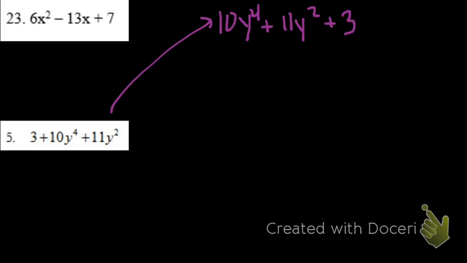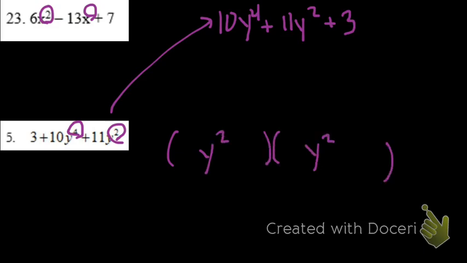Instead of, in the previous example, we had like 6x minus 7 times x plus 1 or something like that, our variables after we factored were x. Well, now it went from x squared and x to y to the 4th and y squared. So now in our answer, when we factor it, we're going to have a y squared term and a y squared term. So I just have to figure out what numbers go here, here, here, and here.